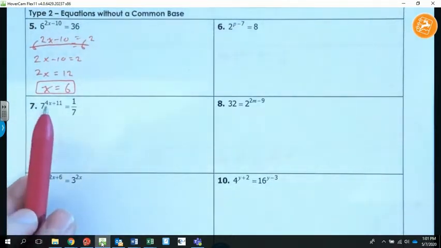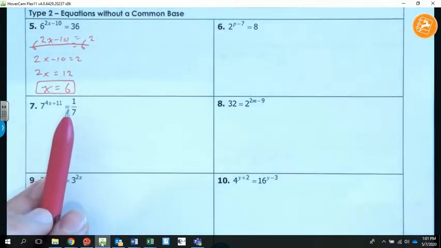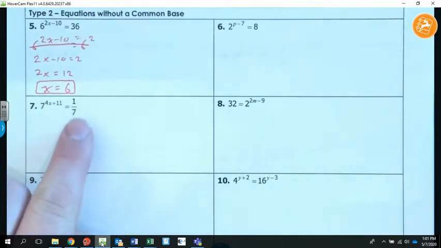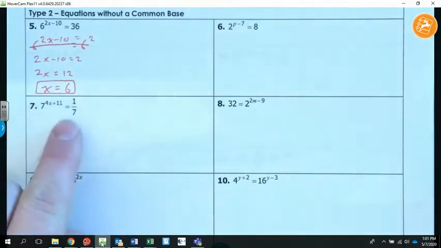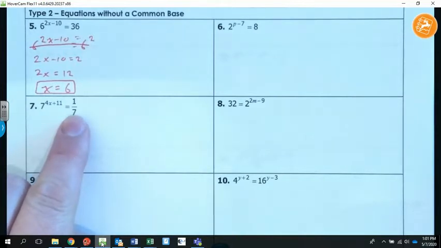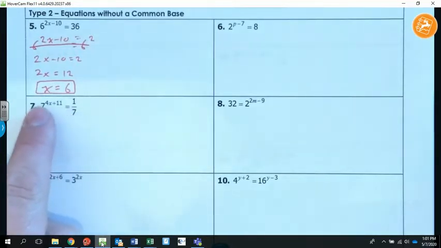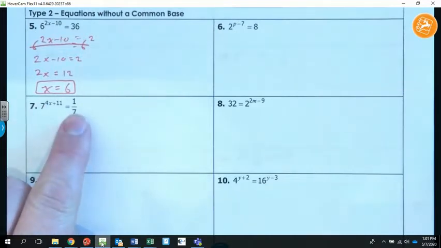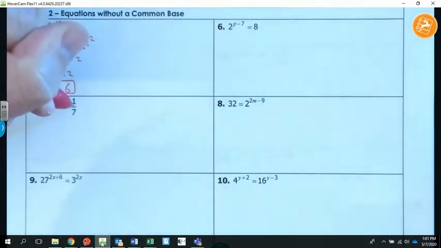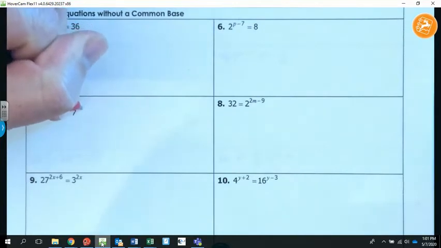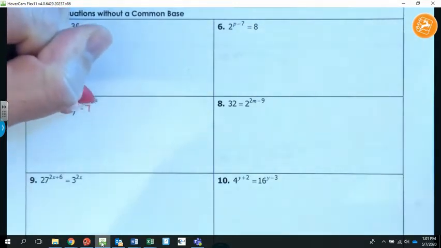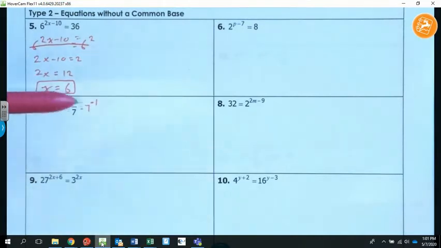Number 7, it says 7 raised to the 4x plus 11 power is equal to 1 over 7. We have 7s. However, this is a fraction. So if we wanted to make the 7 the same base as the 7 over here, we can rewrite this 1/7 to be 7 to the negative 1 power. When you raise something to the negative 1 power, you take the reciprocal. That means that the bottom or the denominator of this fraction comes up, and we change the 7 to a negative 1. Now we can work with this question much easier.